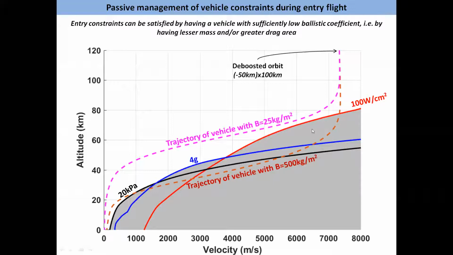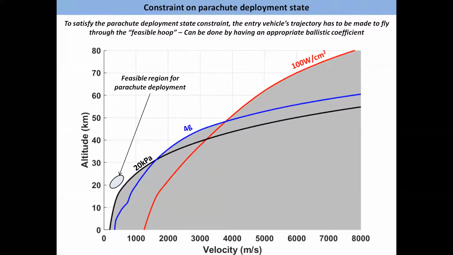But if you can have a vehicle which is having 25 kg per meter square, it will not violate any of these constraints. So this is a way of passive management of vehicle constraints. And the constraint on the parachute deployment stage basically looks like this.